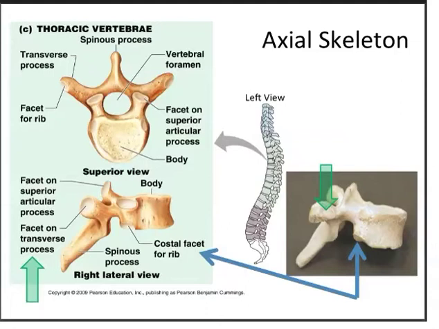And here you can see the view from lateral. Okay, so you can see here the costal facet for the rib. This is the facet for the rib on the transverse process, and this is the facet on the superior articular process that articulates with the vertebra directly above it.